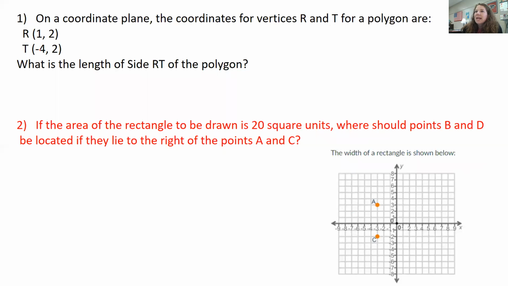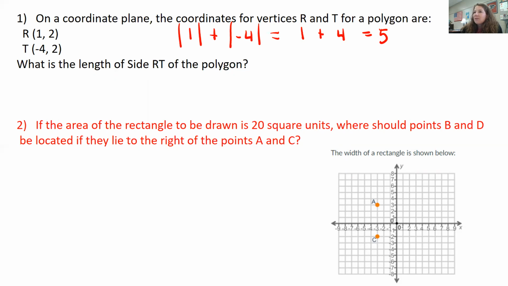So now we're looking at the difference between 1 and negative 4. Or in other words, we're going to add together the absolute value of 1 plus the absolute value of negative 4. So the absolute value of 1 is 1. The absolute value of negative 4 is 4. And the side length is 5 units long. That is the side length.